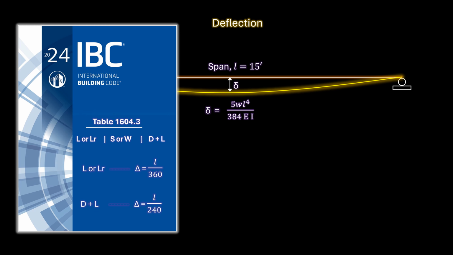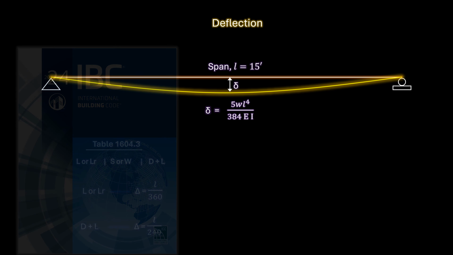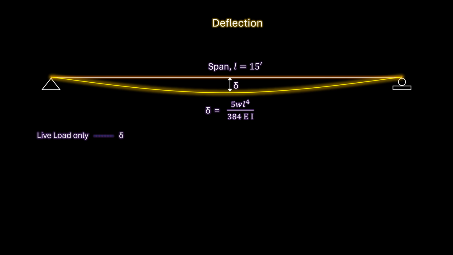The live load limit is L over 360. L is the span, which means that the maximum allowed live load deflection for this project is 15 feet times 12 inches per foot over 360. This is 0.5 inches. This means that when considering live load only, the deflection should not exceed 0.5 inches. Let us now calculate the actual live load deflection.